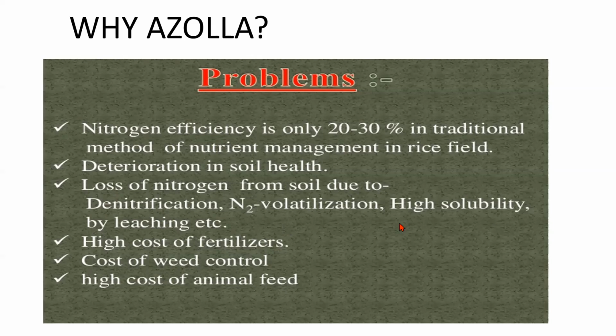Due to the high solubility of nitrogenous fertilizers, they easily get removed from the soil. If it rains, the nitrogenous fertilizers just get washed out, and they end up in the pond or any water body. And definitely the fertilizers are also very high in cost when compared to biofertilizers.